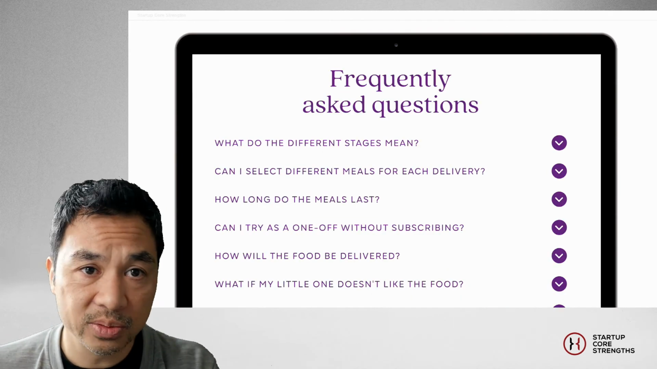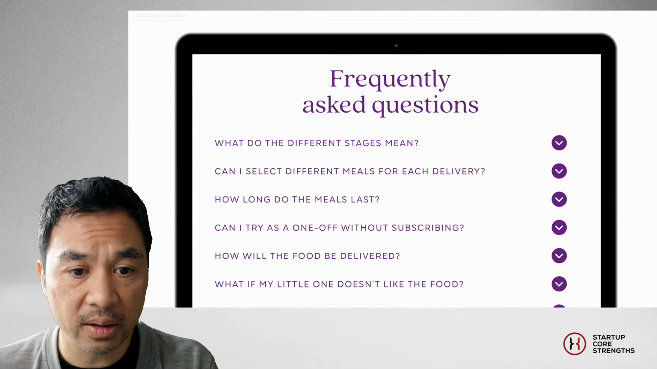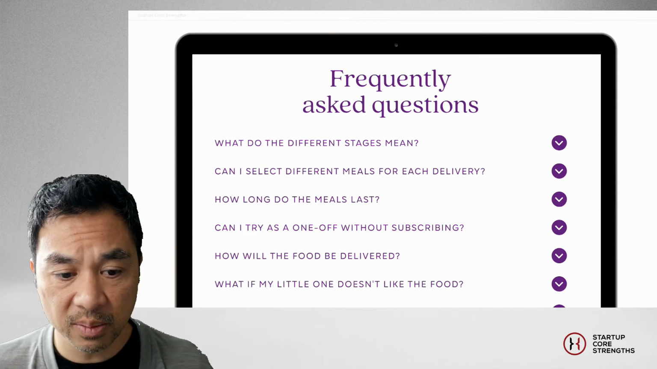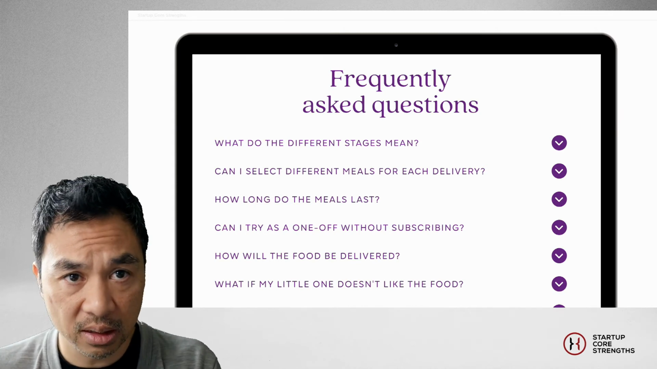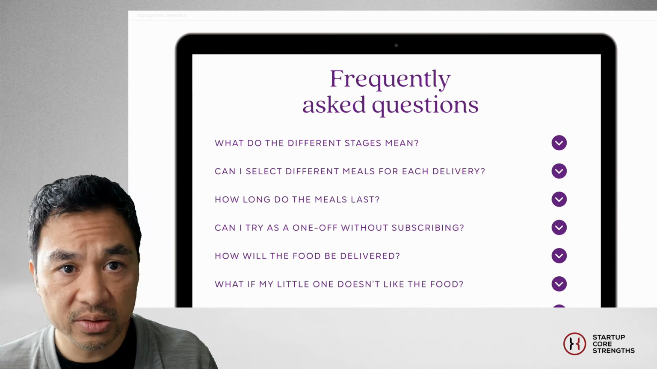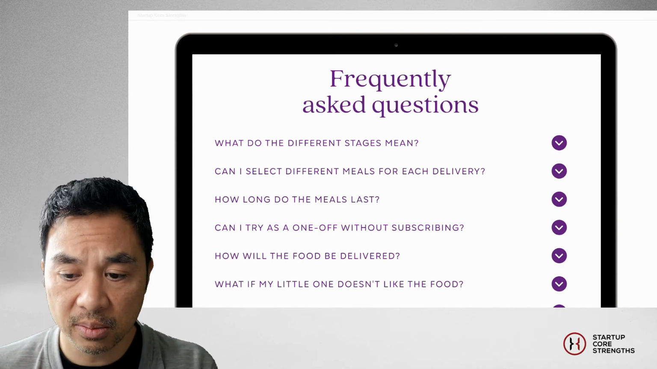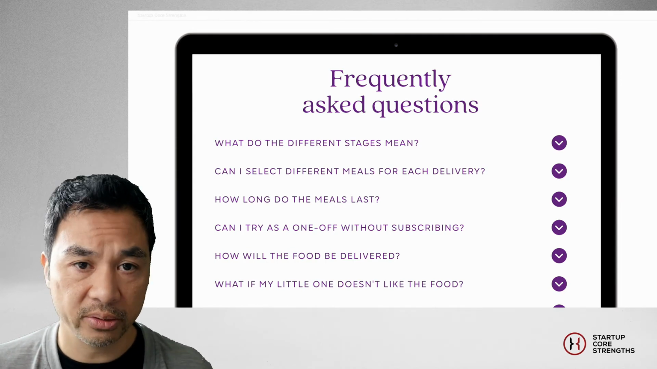Finally, you can do this with an FAQ as well, right? What are the common questions that people have about your service? Normally, this is the stuff that's going to keep them from making progress. I pulled this from a baby food company, a B2C example, right? Can I select different meals for each delivery? How long will the deliveries last? This is the information that people need to make progress.